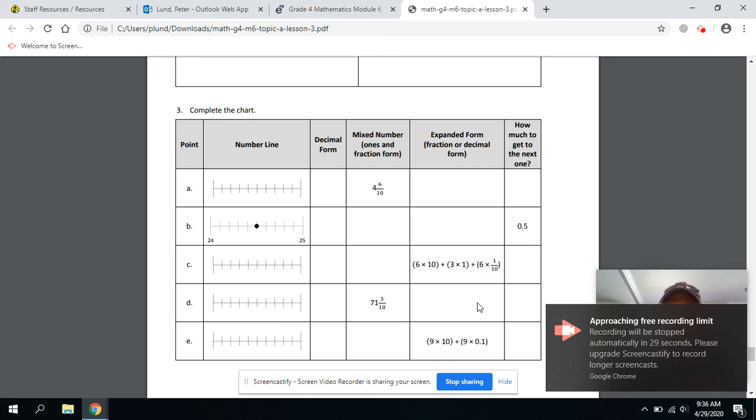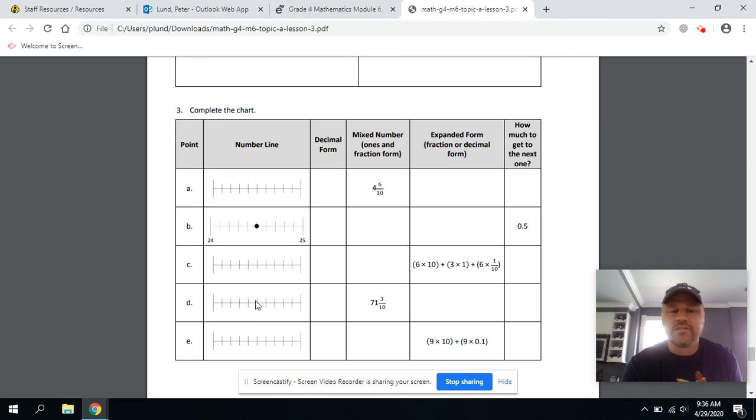I'm almost out of time. So then it would be how much further to the next whole, and you would have 7 tenths to get to 72, right? So you either put 7 tenths or you put 0.7.